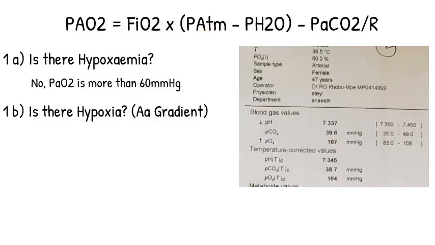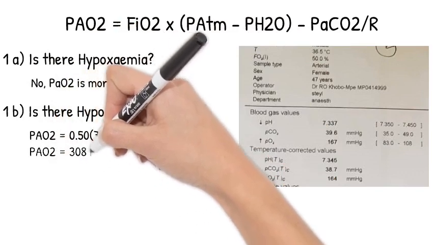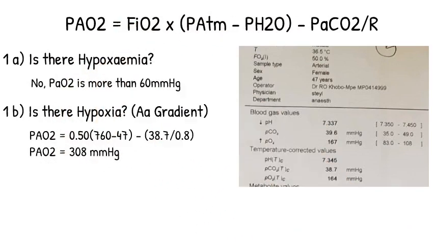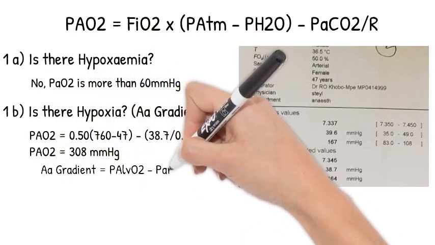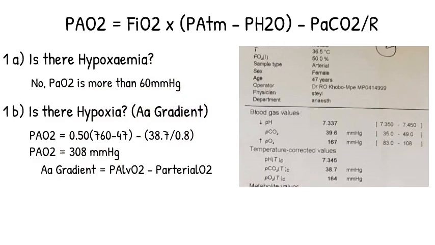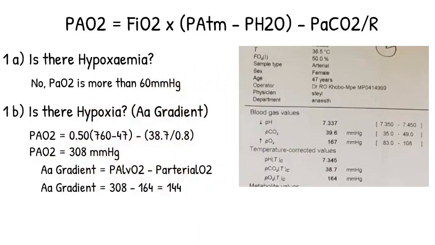But to the question, is there hypoxia, looking at the AA gradient, here we need to work out first the alveolar partial pressure of oxygen, which if we work it out is 308. And now to work out the gradient, we're going to say the alveolar partial pressure of oxygen minus the arterial partial pressure of oxygen. So that will then be 308 minus 164, which gives us 144. Now a normal AA gradient is 15 to 20 millimeters mercury.